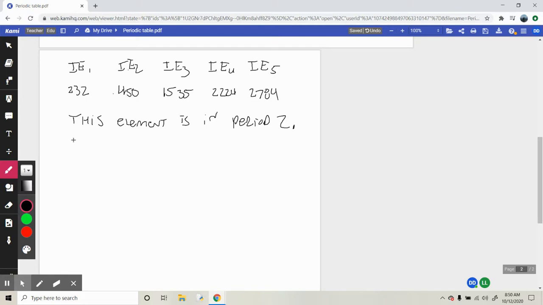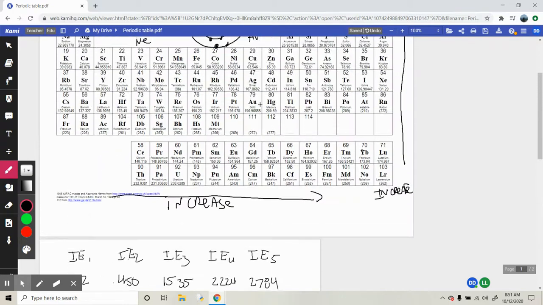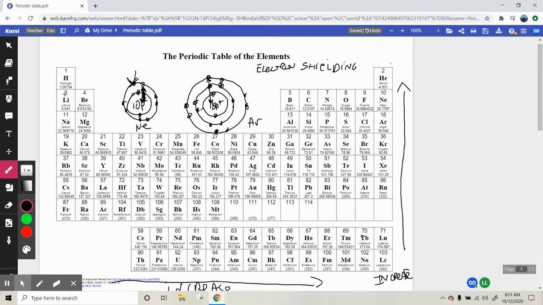Which element is it? Okay, so I got an element that's in period 2. Remember, period 2 means just row 2. So this element is going to be in period 2 or row 2, which is up here. Sorry for moving away from it. So it's going to be either lithium, beryllium, boron, carbon, nitrogen, oxygen, fluorine, or neon.